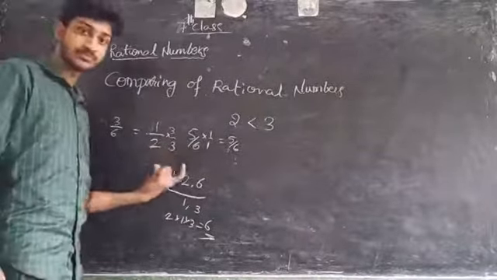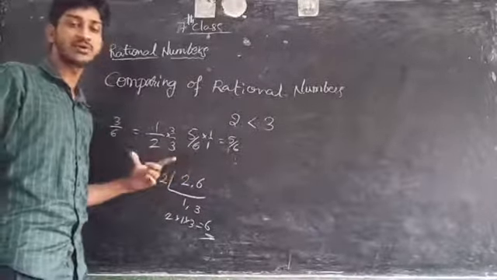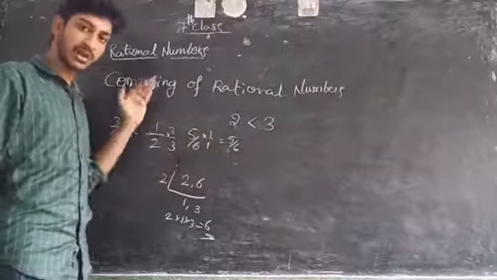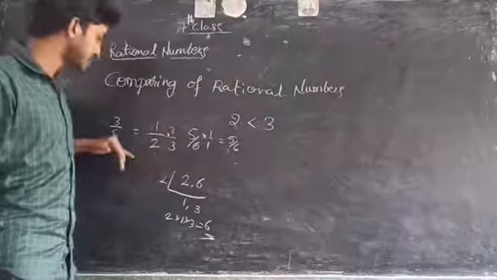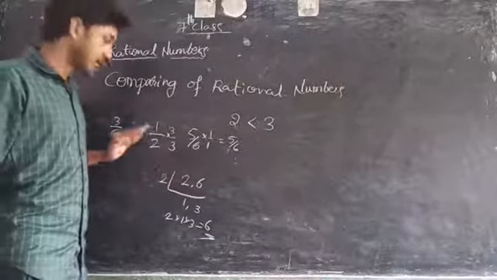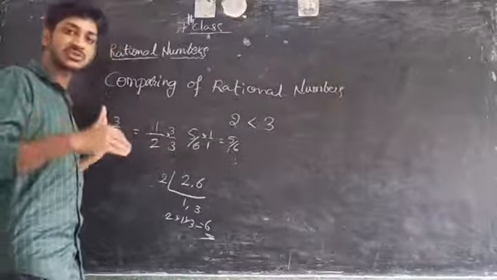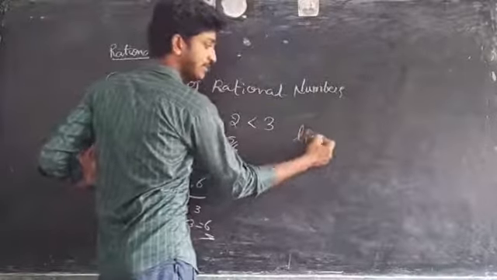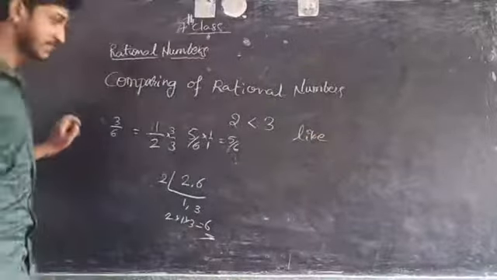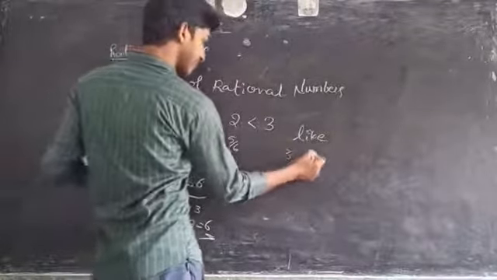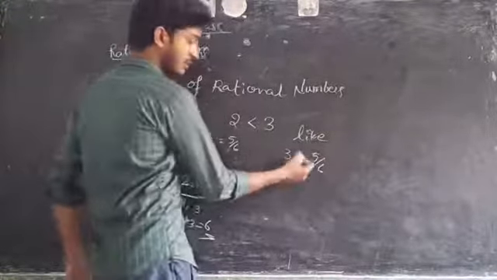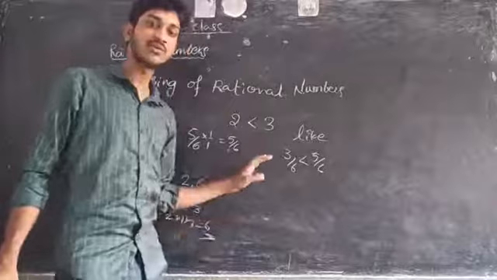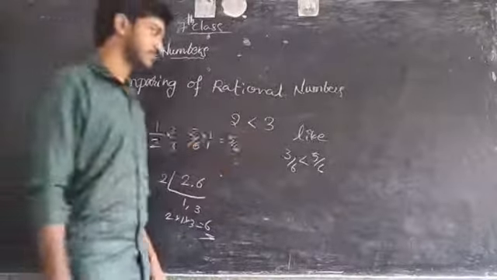Denominator is same. If the denominator is same, we have to compare the numerators only. Here 6, here 6, so denominators are equal. Then we have to compare the numerators only. These numbers are called like numbers. Like numbers means which have denominators same. So we have 3 by 6 and 5 by 6. 5 is greater than 3. So 3 by 6 is less than 5 by 6. Okay children, like that we have to compare two rational numbers.